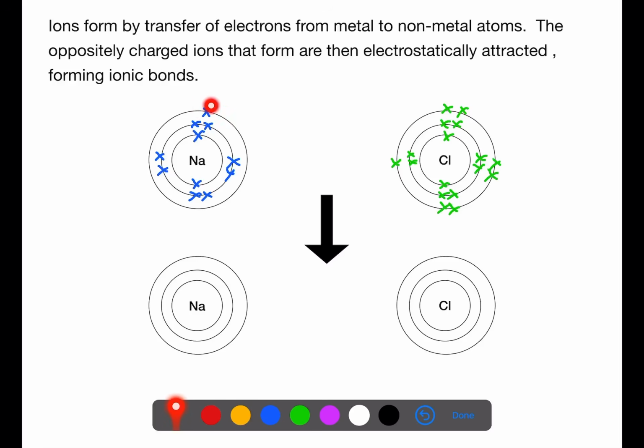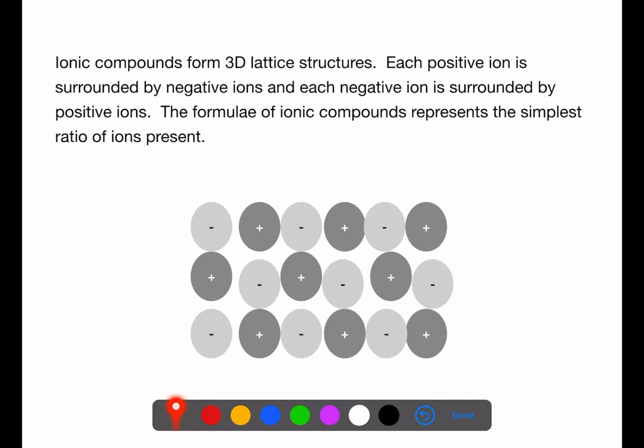Sodium needs to lose 1 electron to become stable, and chlorine needs to gain 1 electron to become stable. The electron is transferred from sodium to chlorine. This forms a positive sodium ion and a negative chloride ion. The positive and the negative charges will now be attracted to each other. Ionic compounds form 3D lattices. Each positive ion is surrounded by negative ions, and each negative ion is surrounded by positive ions. The formulae of ionic compounds represents the simplest ratio of ions present.